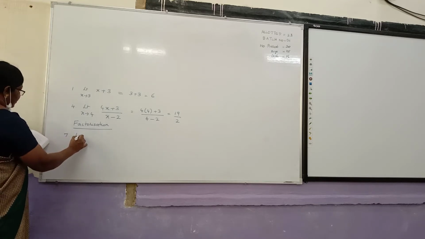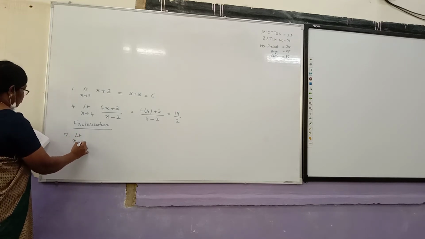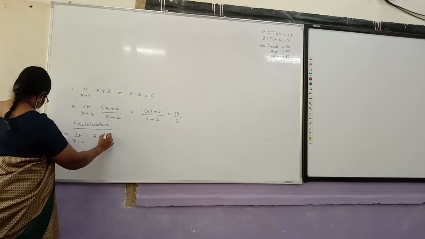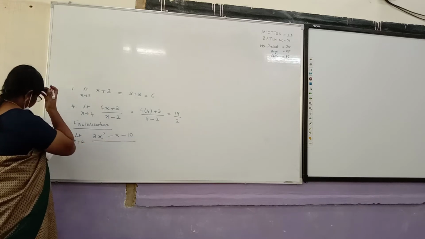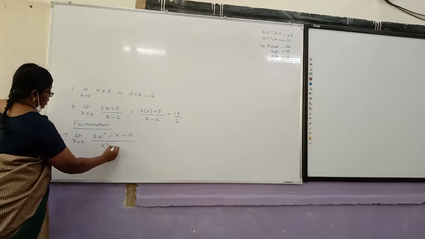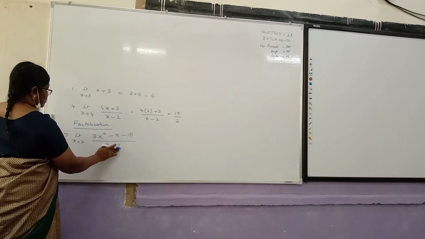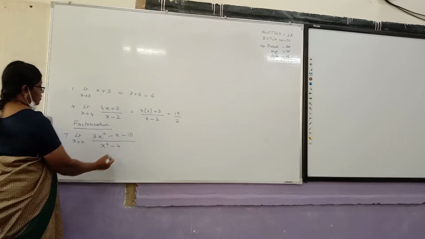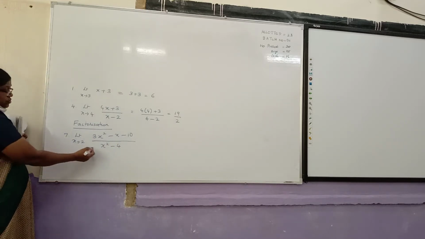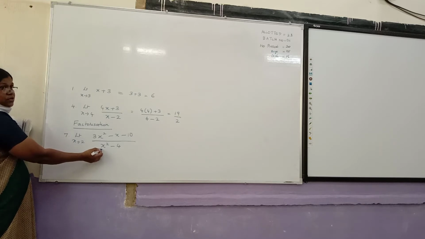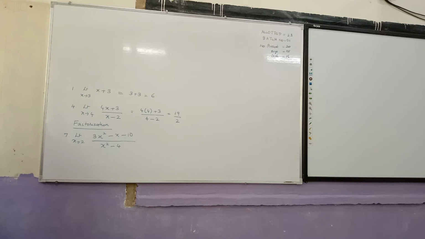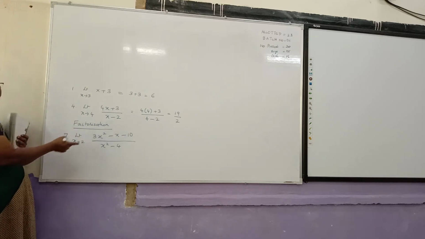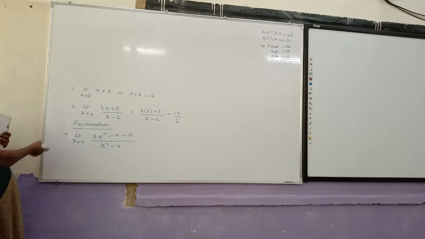Seventh one. Limit x tends to 2, (3x square minus x minus 10) by (x square minus 4). By the substitution, you get 2 square is 4, 4 minus 4 is 0. So it comes to 0 by 0 form. So you just check. Don't always substitute and see. Here we know it's very simple, so we substitute it.